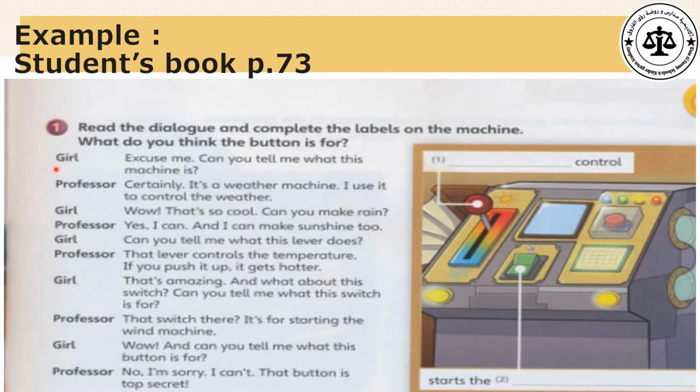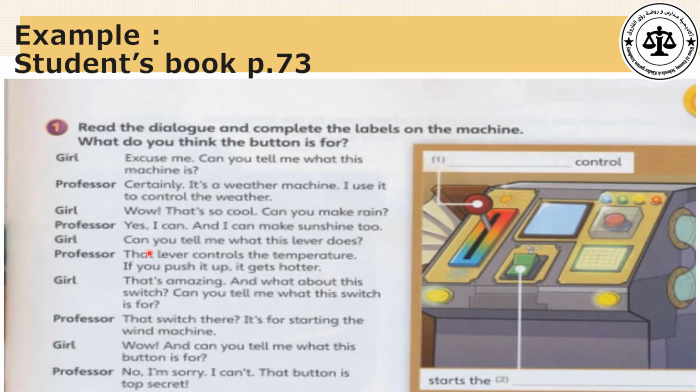Let's read. Girl: Excuse me, can you tell me what this machine is? Professor: Certainly, it's a weather machine. I use it to control the weather. The girl: That's so cool. Can you make rain? Professor: Yes, I can. And I can make sunshine too.